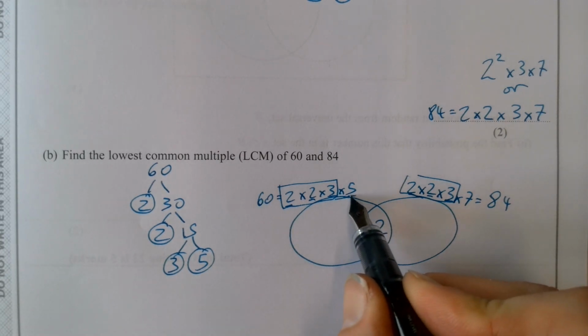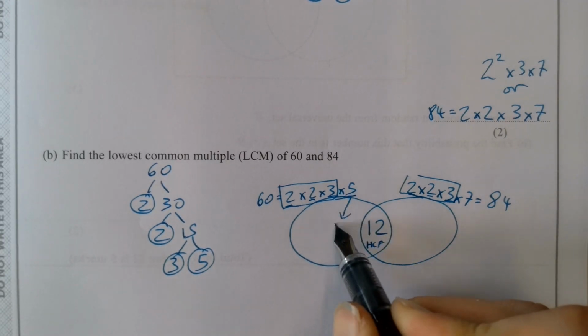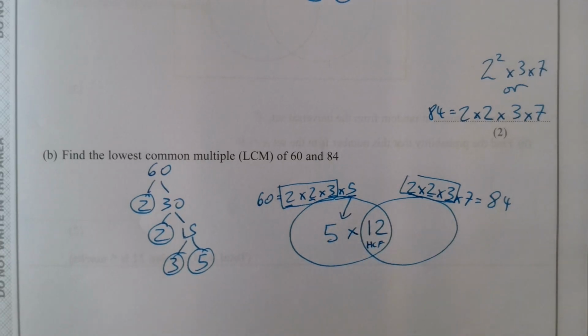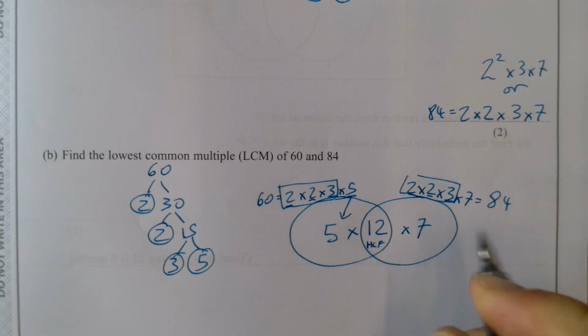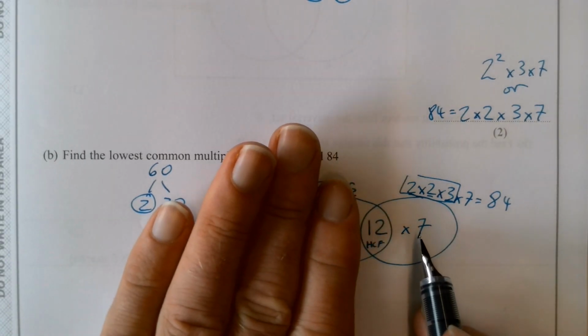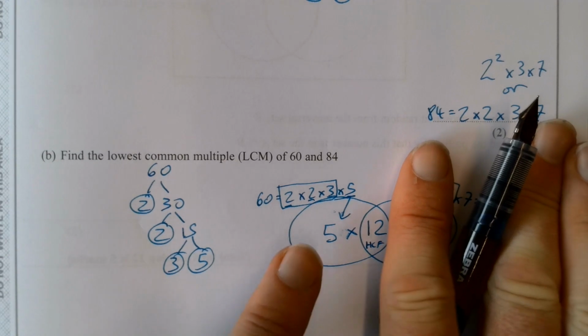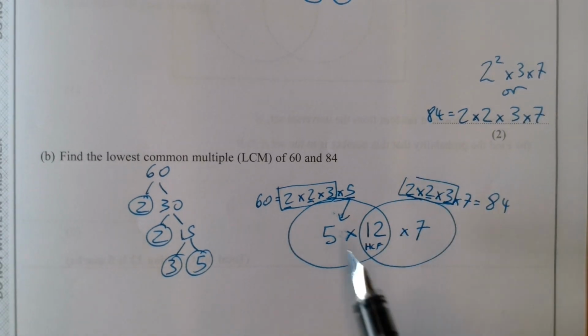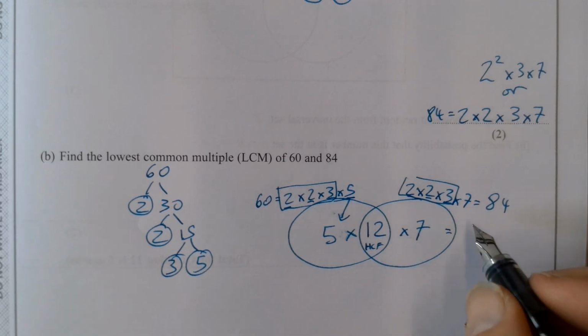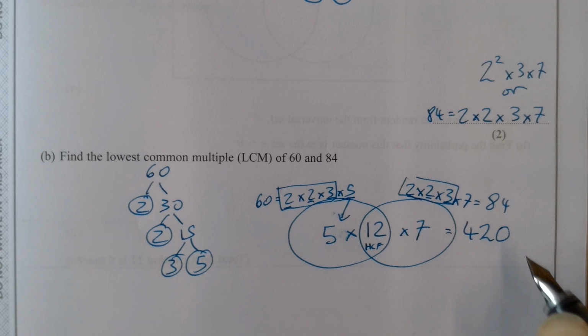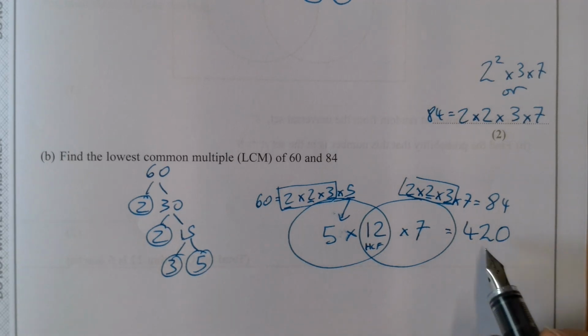Now, here's a clever bit. The 5 that you need then to make 60 goes in there. The 7 that you then need to make 84 goes in there. That loop times it together gives you 84. That loop times those 2 together gives you 60. If you times all 3 together, it gives you the smallest number they both go into, which is what we call the lowest common multiple. So 5 12s are 60 times 7 is 420 as your final answer.